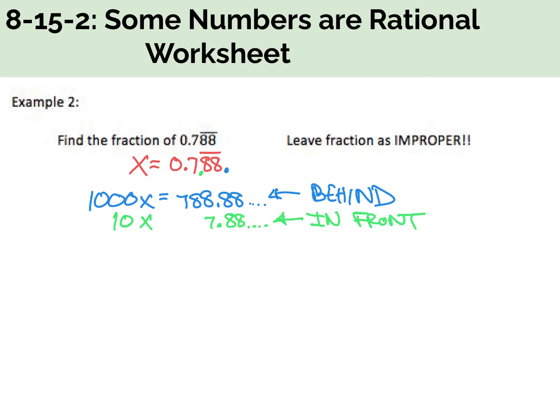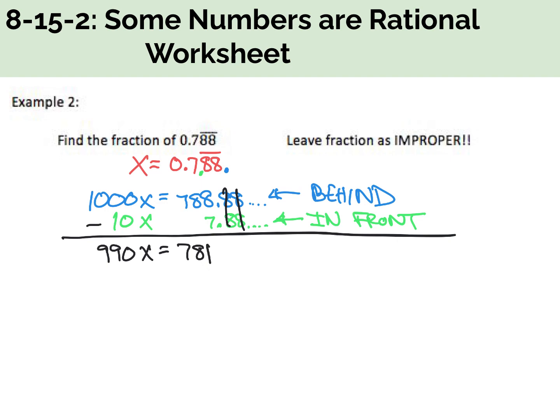Third, we're going to subtract the behind minus the in front. 1,000x minus 10x is 990x. And then 788 minus 7 is 781. Then we want to get x by himself, so we're going to divide by 990 on both sides. So we're going to have x equals 781 over 990.